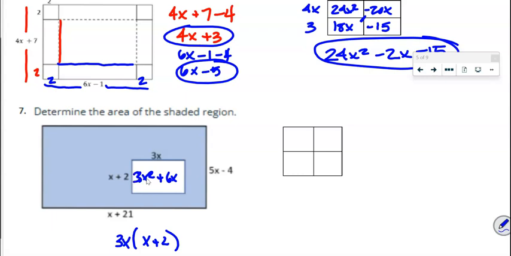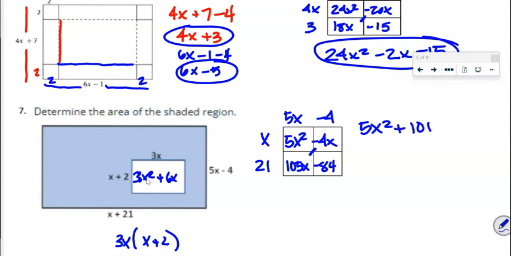Then we're going to find the area of the blue, and we're going to do this with our box. So I'm going to do x and 21 over here, and 5x and minus 4 there. This is going to be 5x squared minus 4x there. This is going to be 105x, and that's going to be negative 84. So once again, we have some like terms right there. So we're going to have 5x squared plus 101x minus 84.